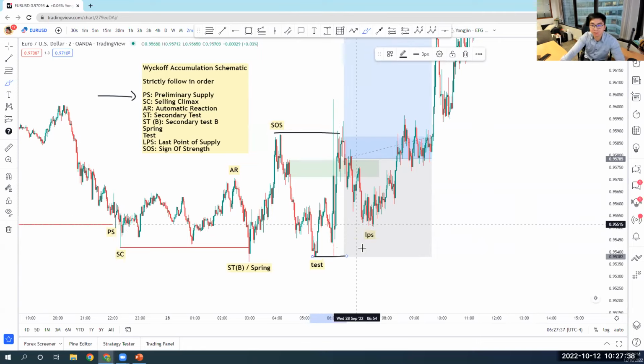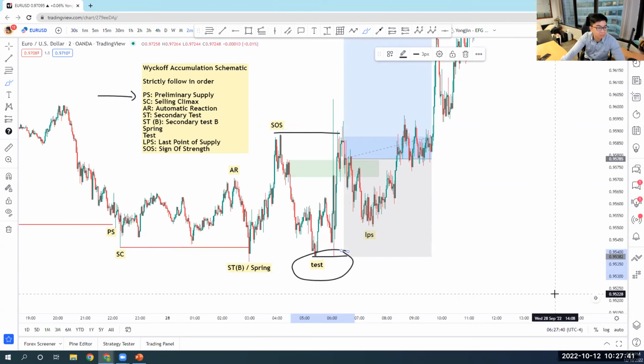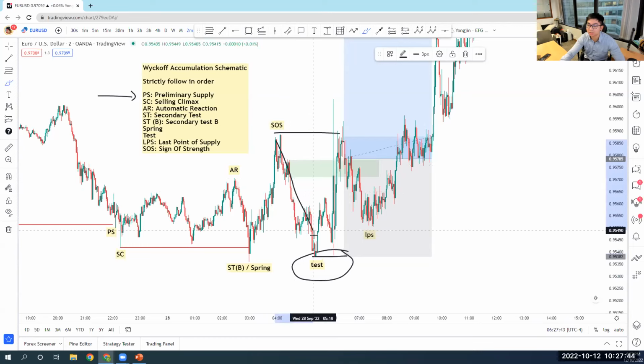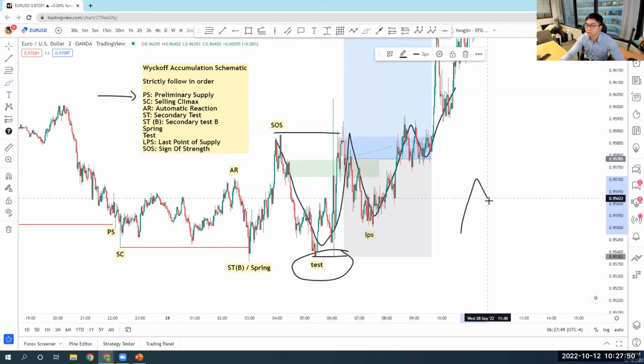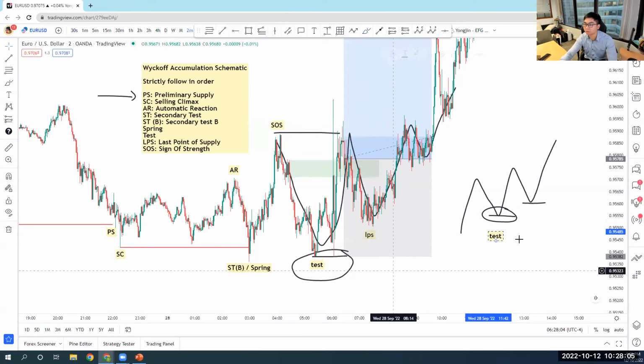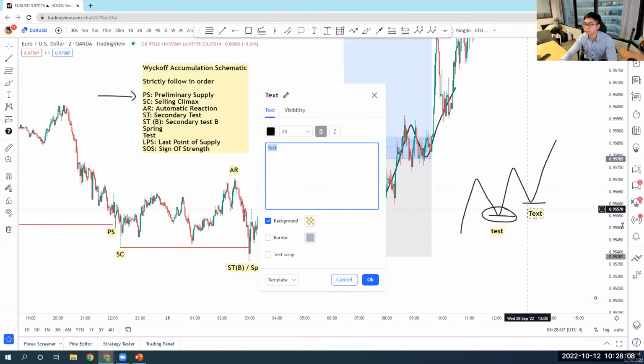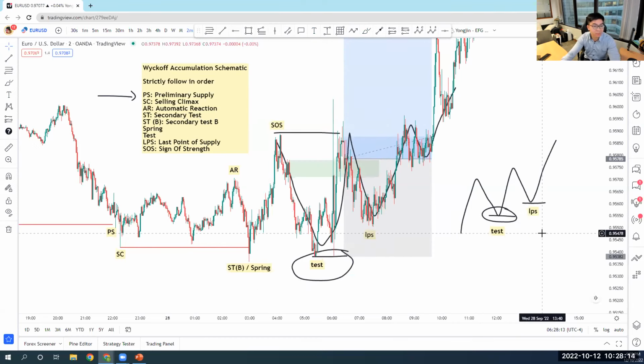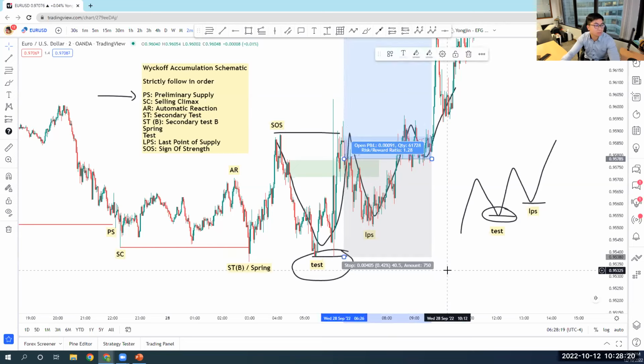Because the test is supposed to be respected. It's the same concept as, you look at this, a higher high, higher low, higher high, higher low. If you are using these smart money concepts, this area must be respected. It is very similar to this area as the test, and this area as the last point of supply. So it's a similar way of how you set your stop loss there. Stop loss must always be below the test area.